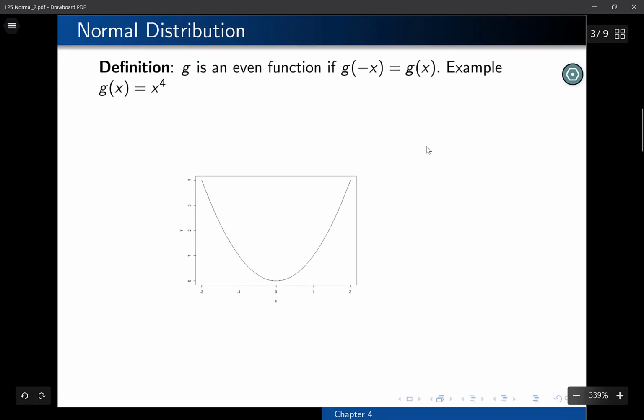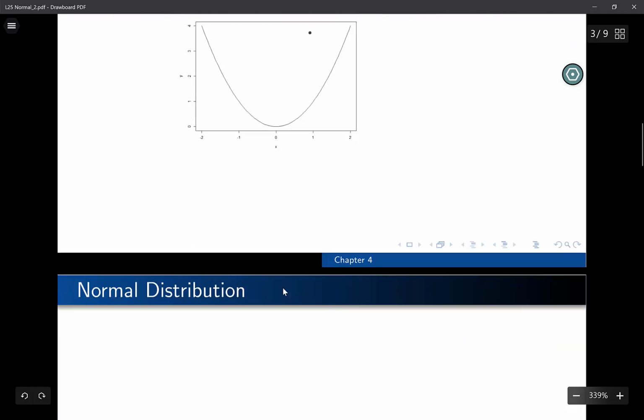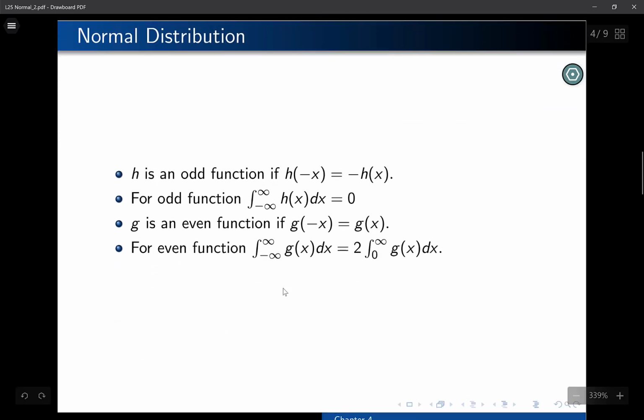And we also have a concept of even function where g of minus x is equal to g of x. So for example, x raised to 4 is an example of an even function, or even x squared, right? So minus of x squared is equal to just x squared, right? These are the same. So therefore, this is an even function, and you see that an even function looks like this. It's symmetric. So these odd and even functions have certain properties, and we shall use these properties to calculate the mean and the variance of the normal distribution.